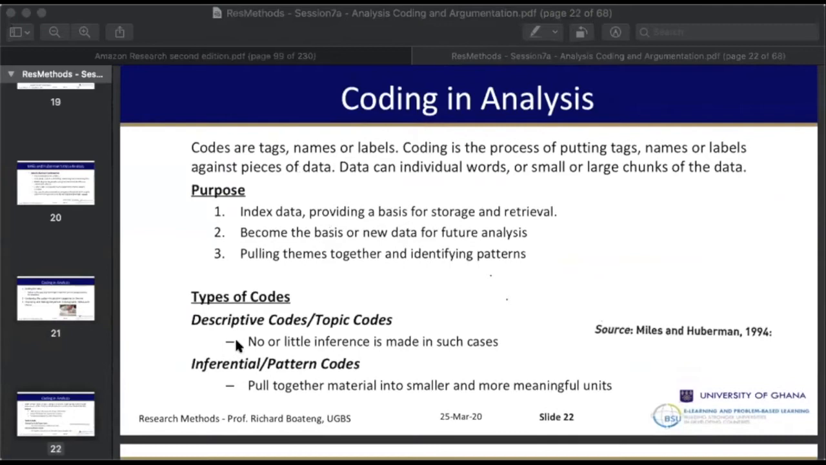Okay, so how do we code? We code by looking at the data and trying to draw labels out of it. So codes are tags or names or labels which we assign to the pieces of data that we are collecting from the field. Data in this state are the respondent's own words, and your observation from your notes, what you are seeing in the field, whether artifact examination or observing human beings or observing the phenomenon, all the things you have written down in your observation. When we start putting labels on them, we are doing coding.